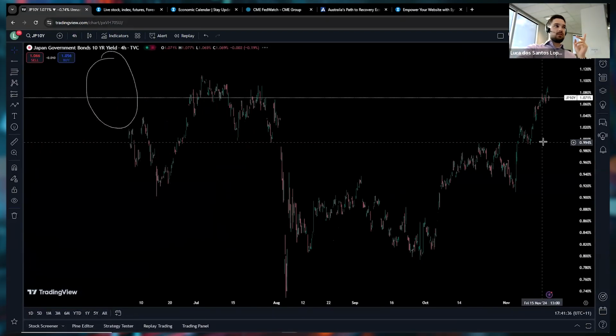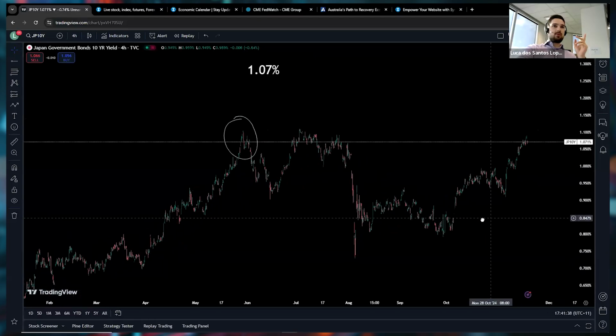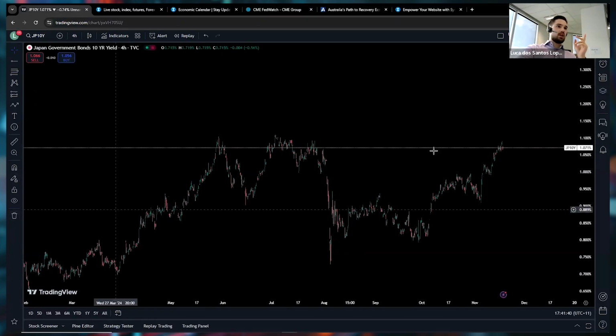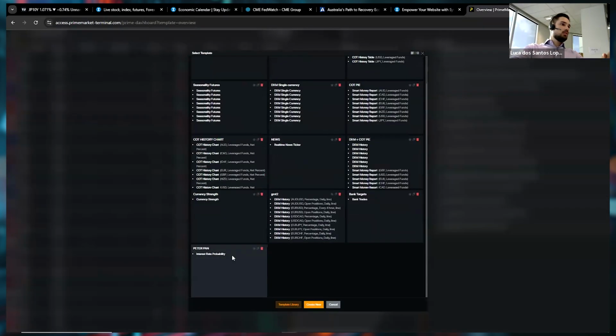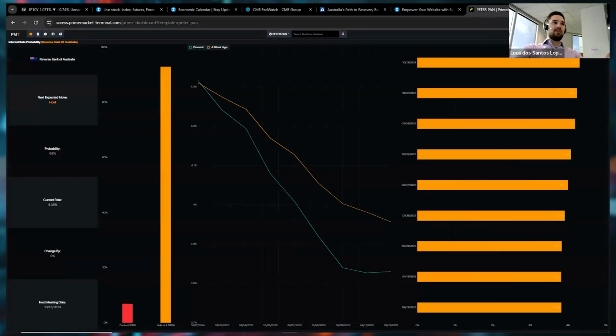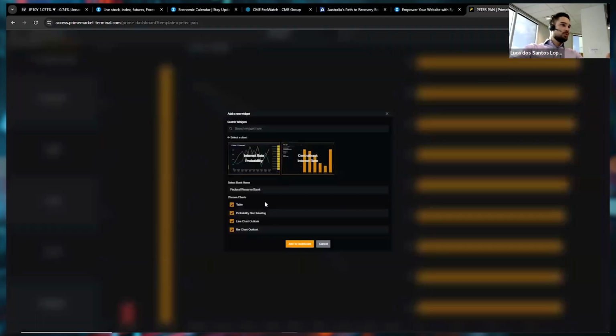So the Japan market rate is currently pricing a 50% chance, all right, of a 25 basis point rate hike at the December meeting. If we come to this, the PMT tool, all right, let me just come here to this side, and then here and to here. So basically, the market is currently pricing a 50% chance of a 25 basis point rate hike in December. Let me just show everyone.